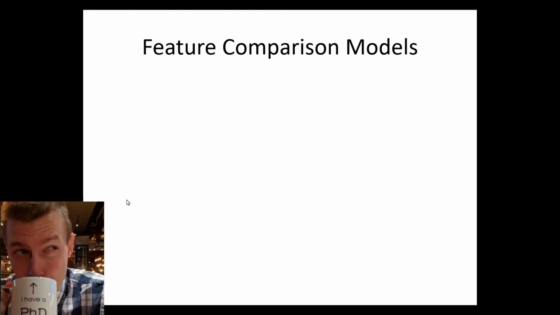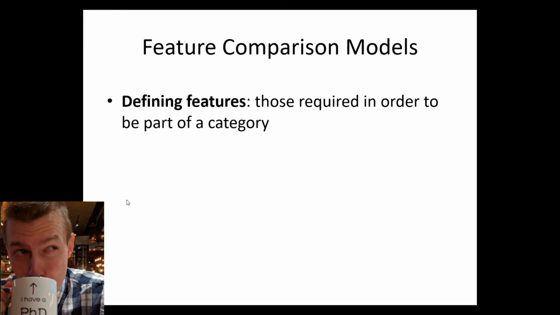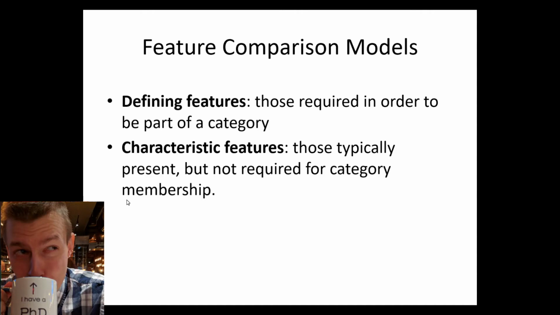Feature comparison models tried to account for the results by saying that we match things to categories by assessing their features. The category bird has, by definition, a list of defining features that a creature must have in order to be a bird. So it breathes, it has wings, it has a beak or a bill, etc. And categories will also have typical or characteristic features that tend to be present but are not by definition necessary for the category. So the ability to fly and sing and migrate, etc.